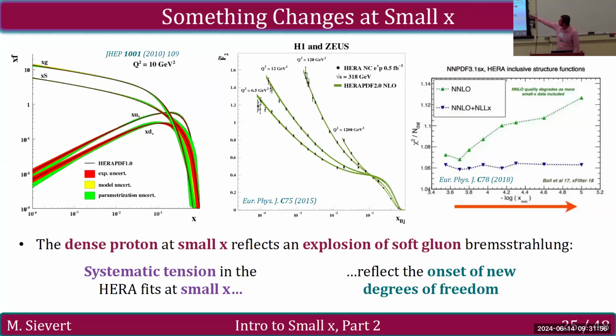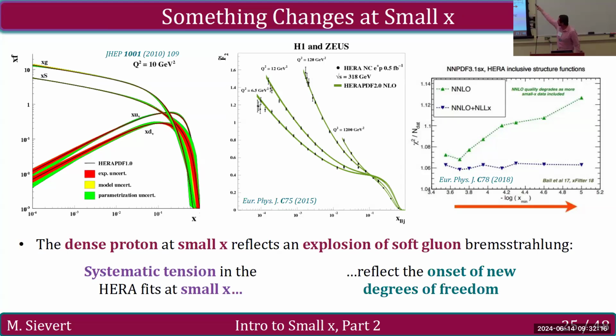If you try to do that, what you get is this green curve, where the more small x data you include, the worse the quality of your fit gets. It's not a massive degradation in the chi-squared of the fit, but it is systematic. The more you include at small x, the worse your description of DIS gets, assuming that there's nothing at small x.